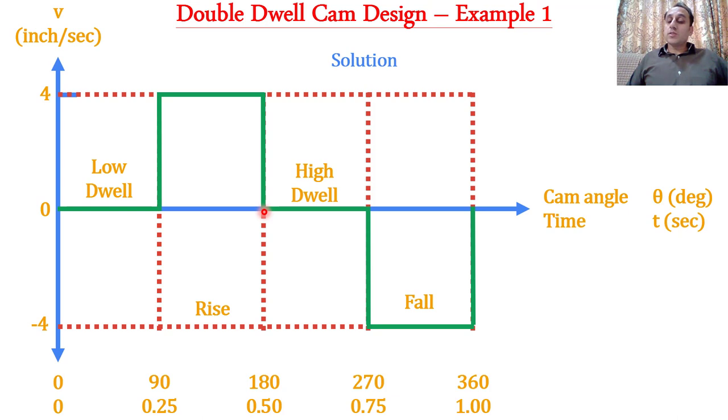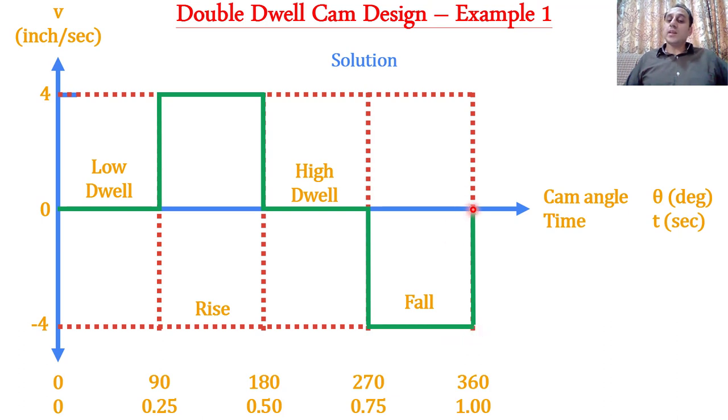It will reduce to 0 because there is a high dwell once again. There is no motion of follower. If there is no displacement of follower, there will be no velocity. The velocity will once again reduce to 0. So there is another discontinuity. Then in the last segment, what is happening? The velocity is further reducing because the follower is moving from its higher extreme position to lower extreme position. So once again, there is a discontinuity in the velocity, and then the follower will move with a constant velocity, and then when the follower achieves its lower position, what will happen?